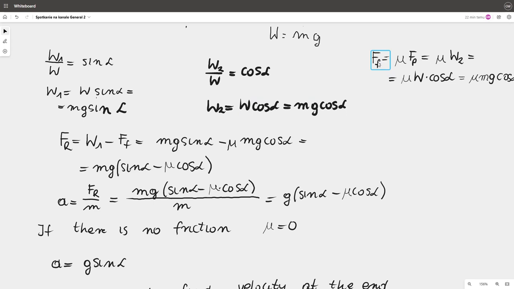Friction force is equal coefficient of friction multiplied by pressure force, Fp. You can see it here. Pressure force is equal magnitude of W2. So we can put here m times g times cosine of alpha.